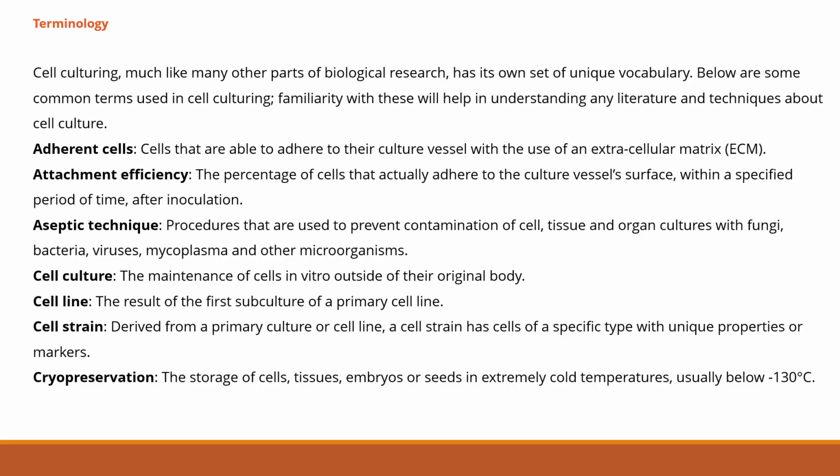So okay, let's go first to adherent cells. Adherent cells are cells that are able to adhere to the culture vessel, that is the Petri plate or the cell culture dish, with the use of an extracellular matrix or even directly to a coated plate. It's also called tissue coated, TC treated plates. So here you can see the cells that adhere to the plate. These are called adherent cells.